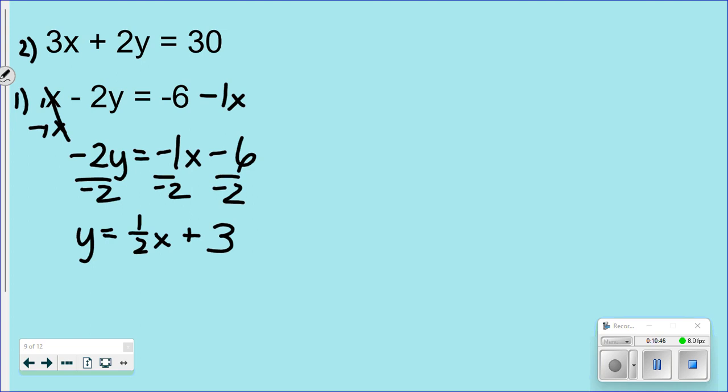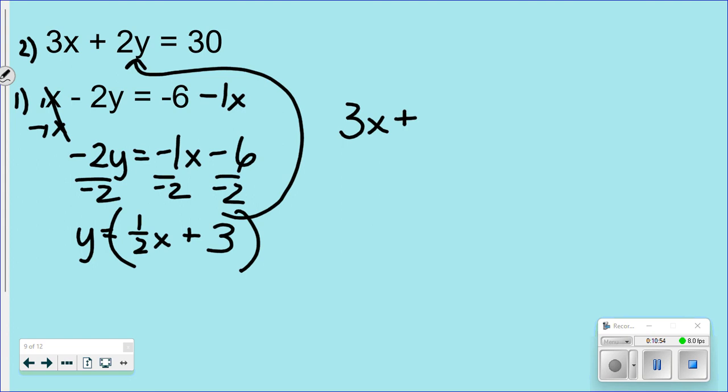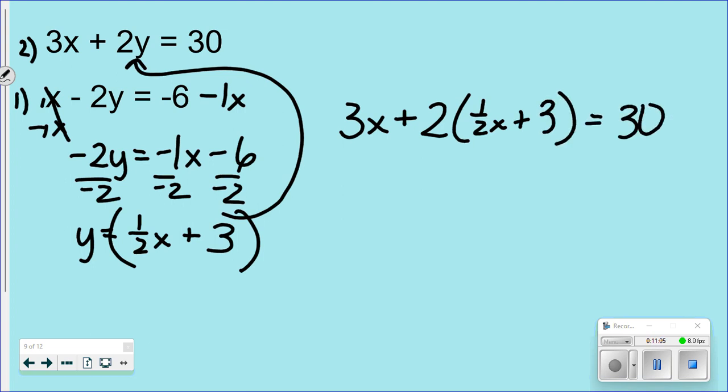So now I'm going to take this and put it in for y up here. This is what it's going to look like: 3x plus 2 parentheses, this is where my y comes in, my 1/2 x plus 3, equals 30. All right, I'm going to do my distributing. So 2 times 1/2 would be 1x. 2 times 3 would be plus 6. And I'm going to bring everything else down that I did not use.